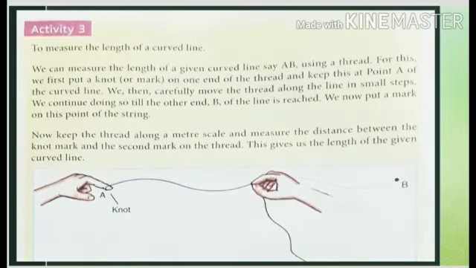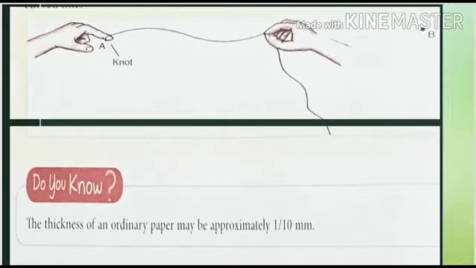Another activity is given in our book. We will tie a knot on one end of a rope and make this knot coincide with one end of the string, then run this rope parallel to the string until we reach the end of it. This rope is then put on the scale or the measuring tape to see how long the given curved string is.